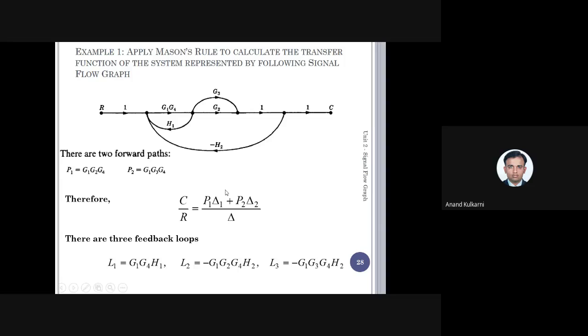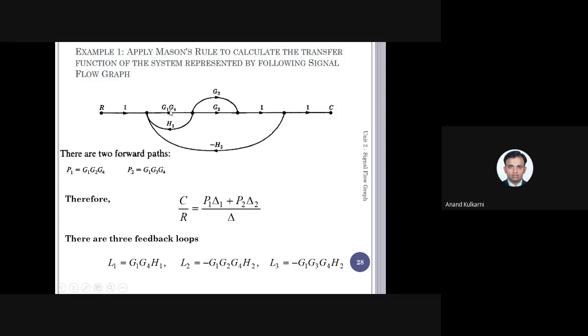Then what is the third loop? The third loop is G1, G3, G4, H2. G1, G3, see here, just observe how it is. This will start from 2 to 3, 3 to 4, 4 to 5, then 5 to 6.